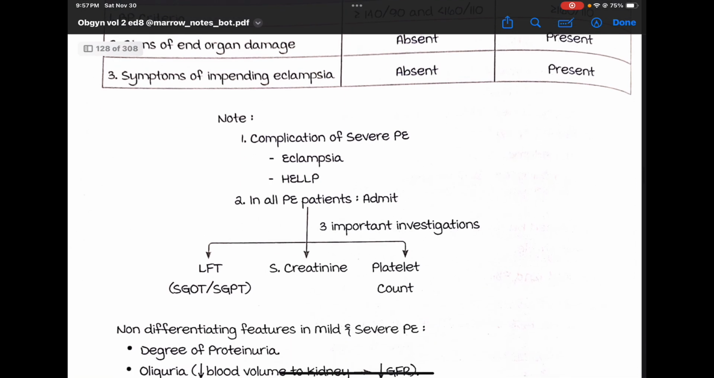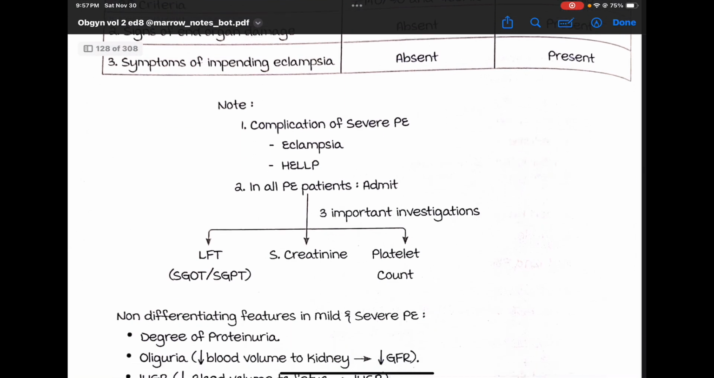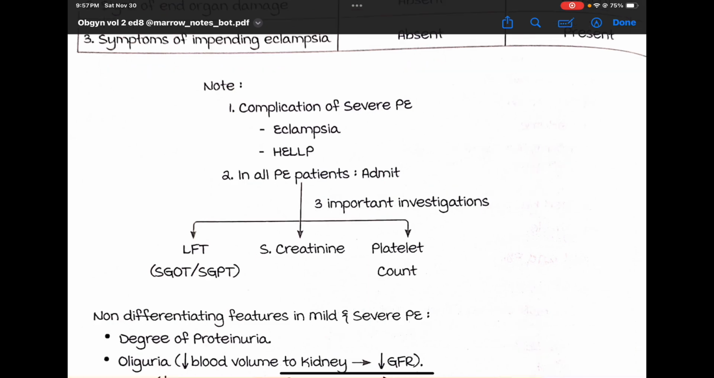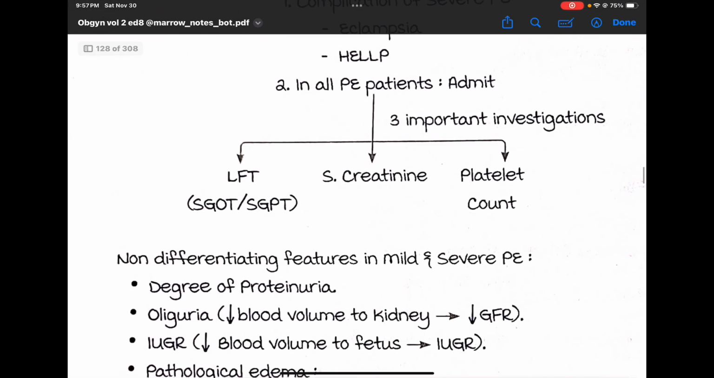Note: complications of severe preeclampsia are eclampsia and HELLP syndrome. In our preeclampsia patient, you have to admit them. Three important investigations: LFT (SGOT, SGPT), serum creatinine, platelet count.